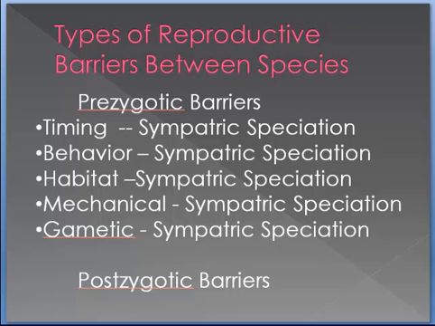and post-zygotic. Pre-zygotic is defined as a barrier that occurs before a zygote is formed. And post-zygotic barriers are barriers that occur after the zygote has formed. Don't forget, a zygote is a fertilized egg and is the start of a creature. So some pre-zygotic barriers include timing, behavior, habitat, mechanical, and gametic.